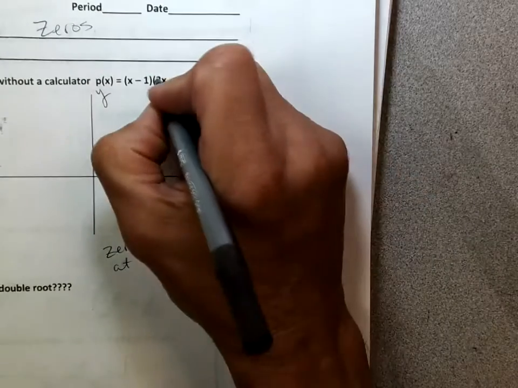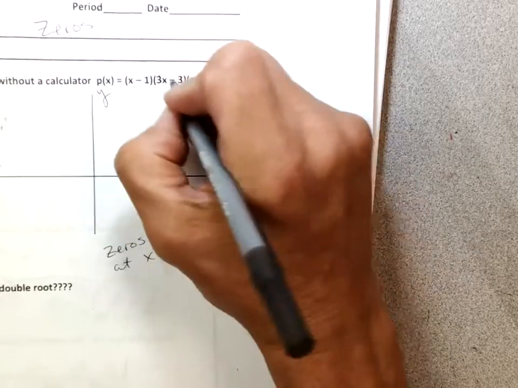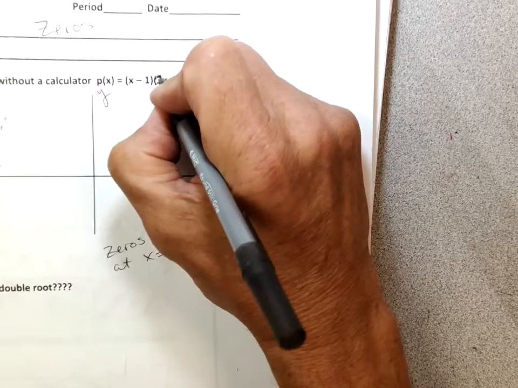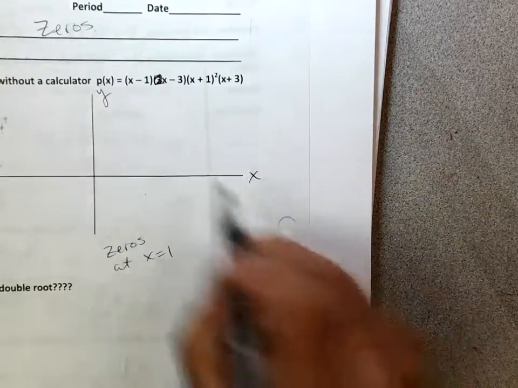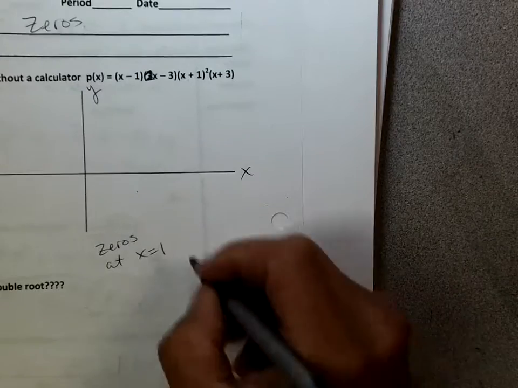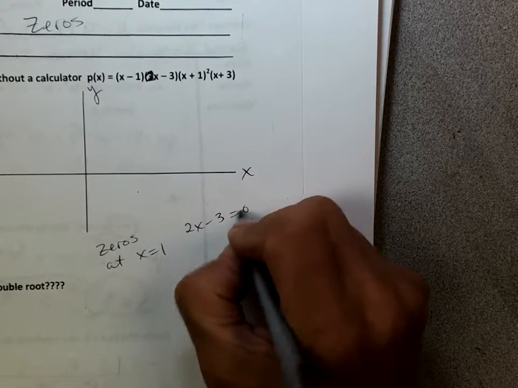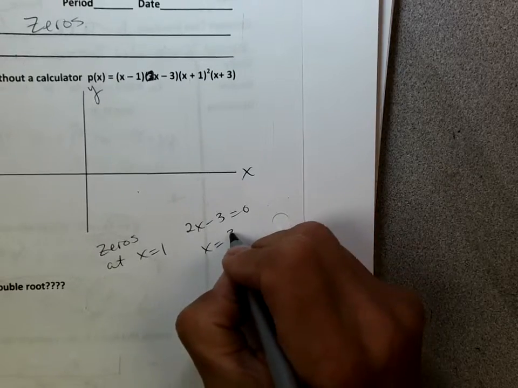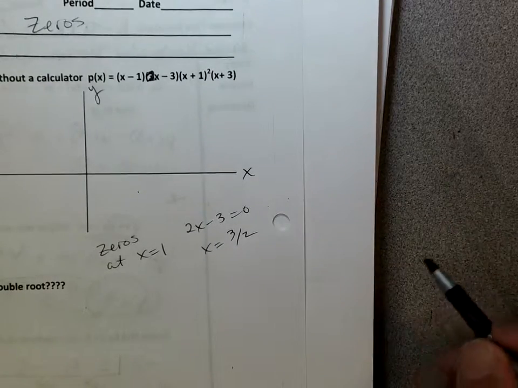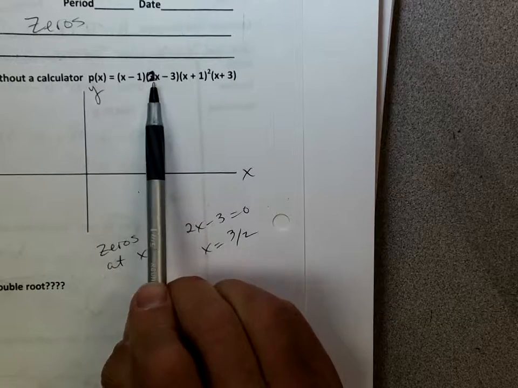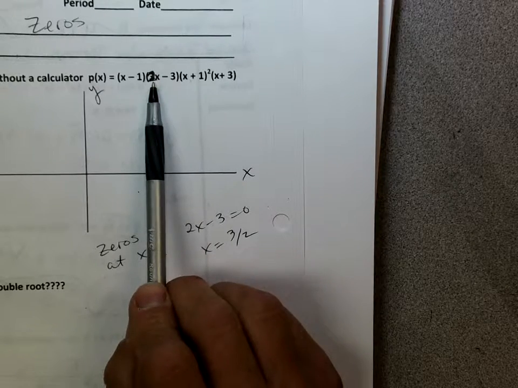Oh, that's supposed to be a 2, darn it. That's supposed to be a 2x. My bad. It's supposed to be a 2x minus 3. So another 0 is if 2x minus 3 equals 0, I'd have x equals 3 halves, or 1.5. My bad. I was in a hurry.